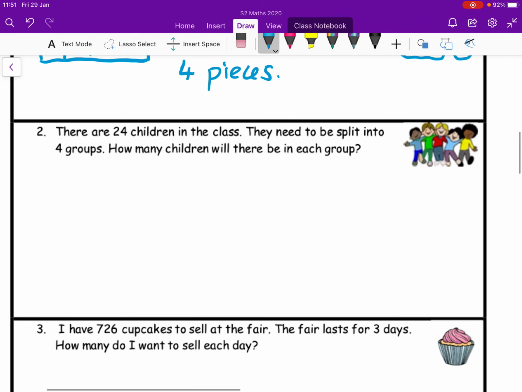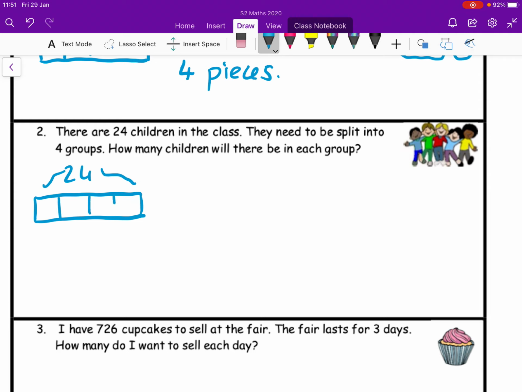Second question, same idea. So it says there are 24 children in the class. They need to be split into 4 groups. How many children will there be in each group? So again, I'm going to represent this as a little bar. So I've got 24 children in total and I want to separate them into 4 groups and I want to know how many children has to go in each. Now again, some people might know this straight away from their times table. So 24 divided by 4.